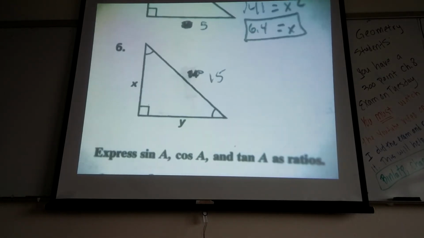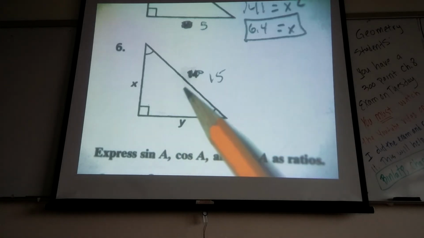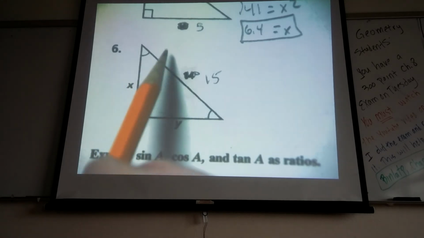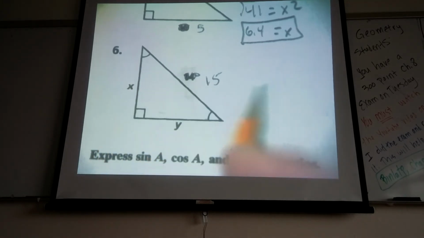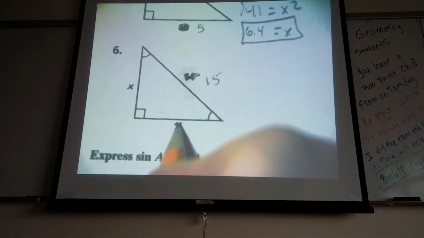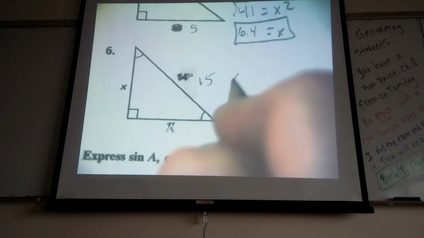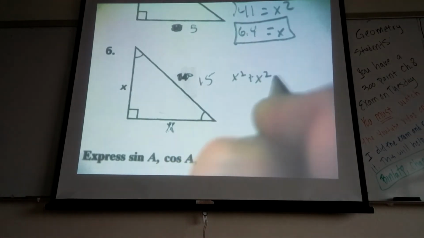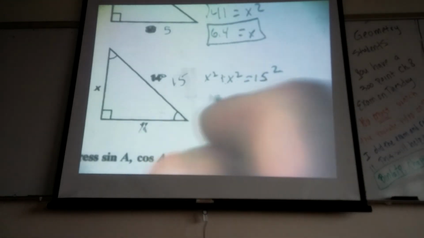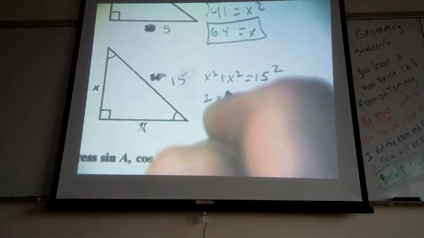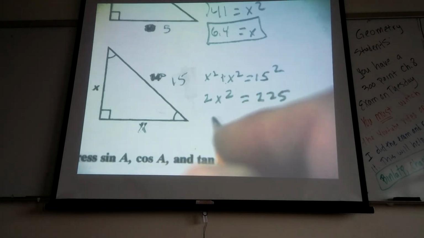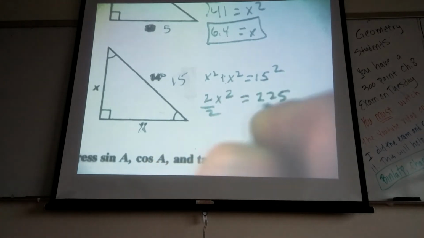Here's a tricky one. X and y. They're hiding both variables. But notice here, both of these angles are congruent, which means that both of these sides are congruent. So if this is x, let's make this x. So now it looks like this. X squared plus x squared equals 15 squared. And you add the x squared, so this is going to be 2x squared equals 225. And then divide both sides by 2.